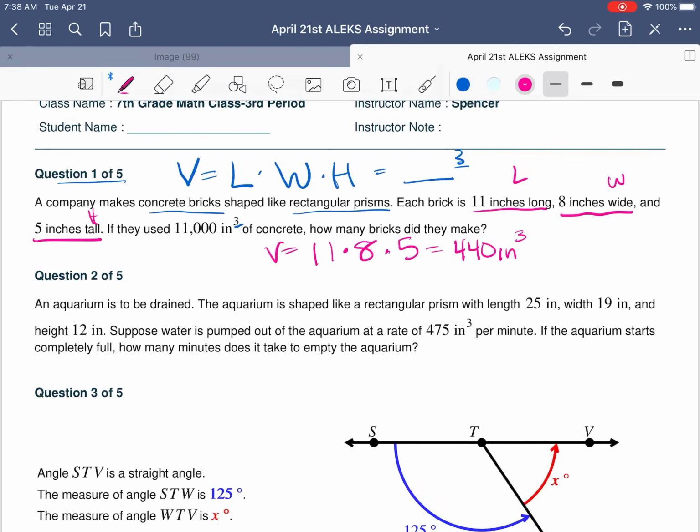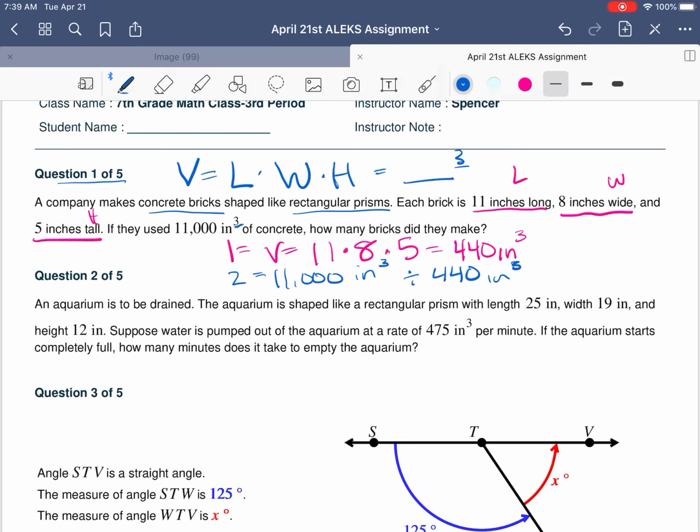Now the second part of this, so that was the first thing we needed to do in this problem. The second part says if they used 11,000 inches cubed of concrete, how many bricks did they make? So the second thing I want to do is take that 11,000 units cubed, and we need to divide it by that 440.